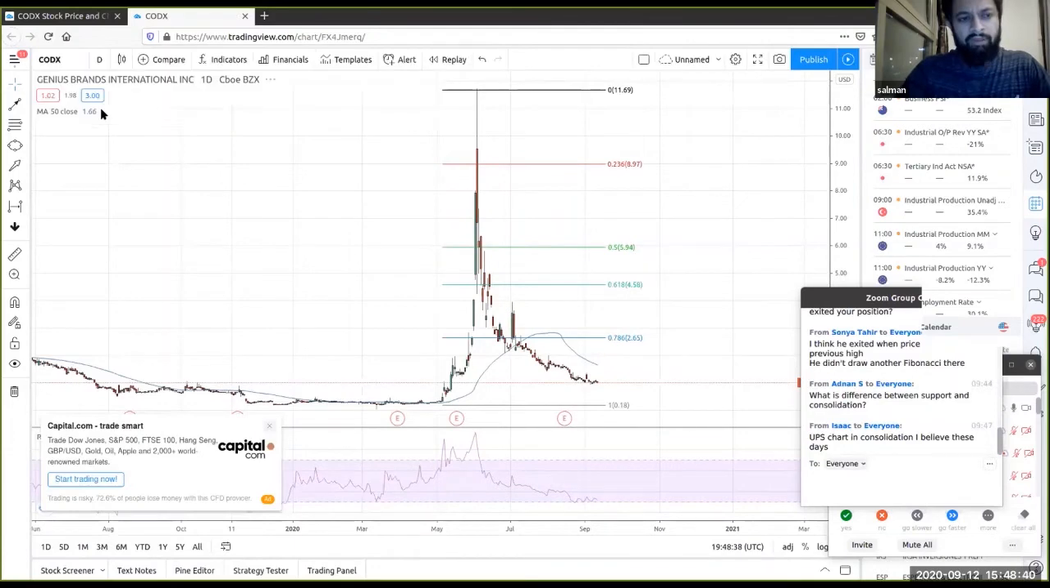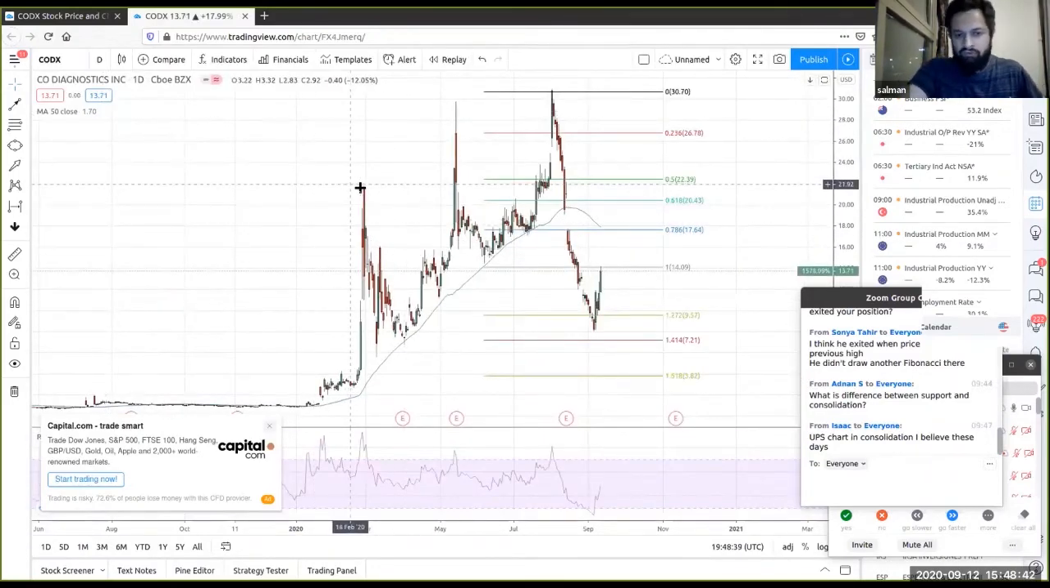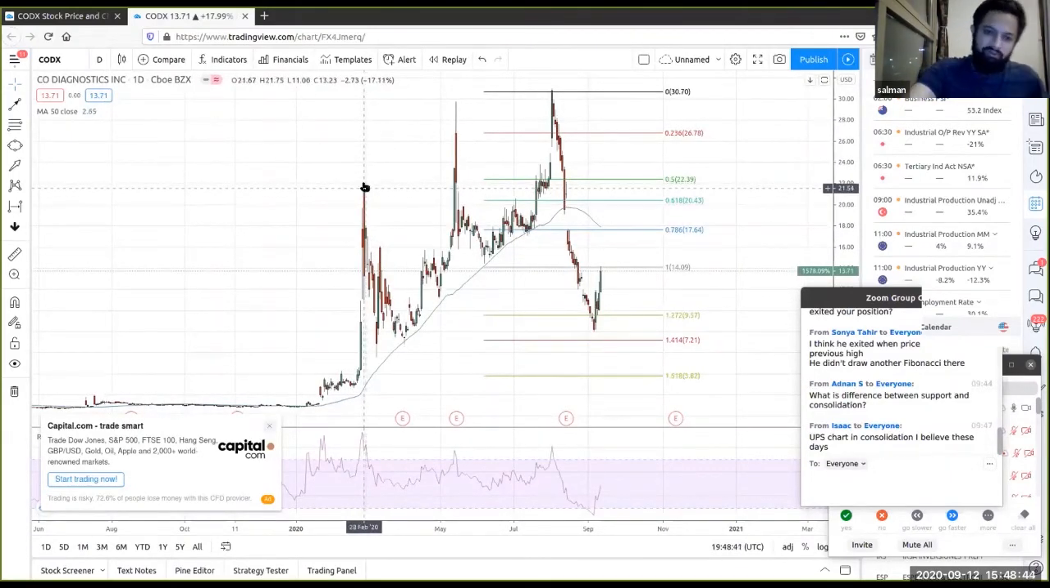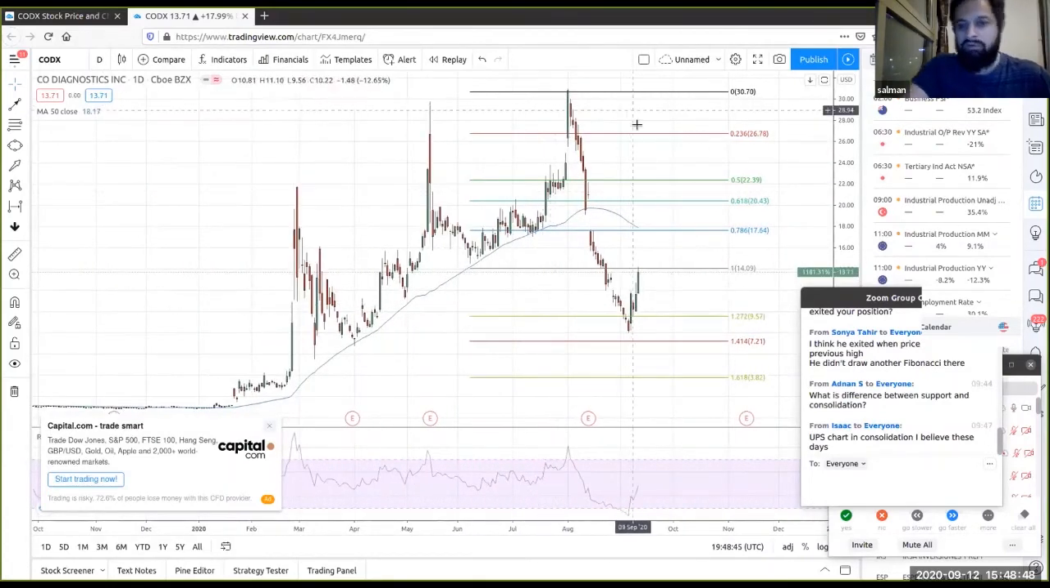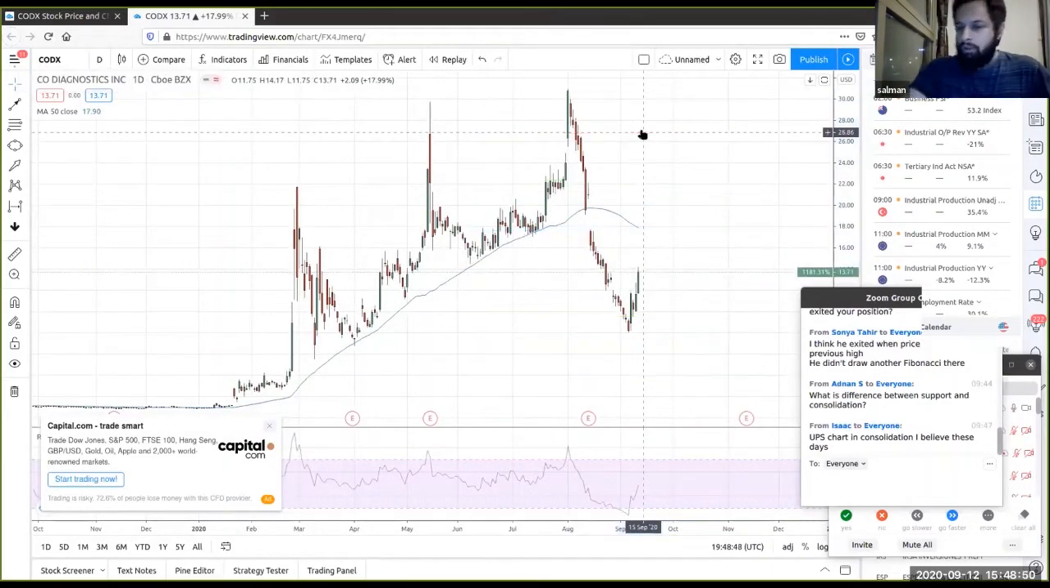So, but yeah, the idea was to show you that once this peak appears, your radar should be up, that there is something in this to have a look at, and then you can plan your trade accordingly. I think nothing more on this one, so we'll go for the next one.